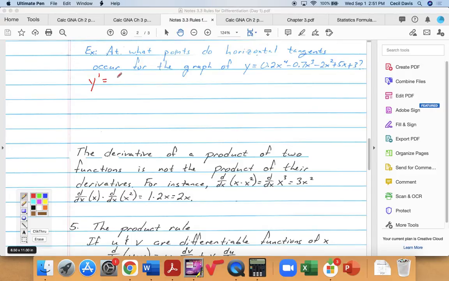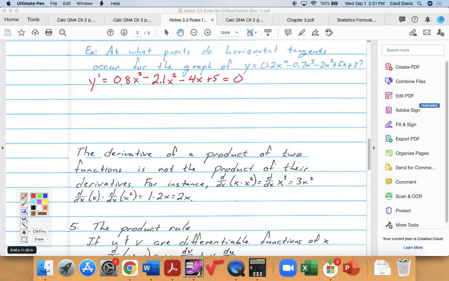0.8x cubed, I can multiply. Minus, what's the next one? 2.1x squared. Right? Minus 4x, plus 5. We want that to be equal to 0.